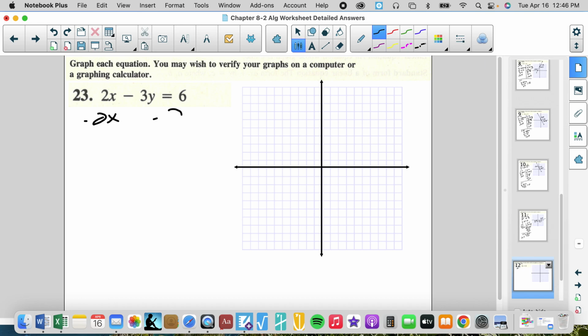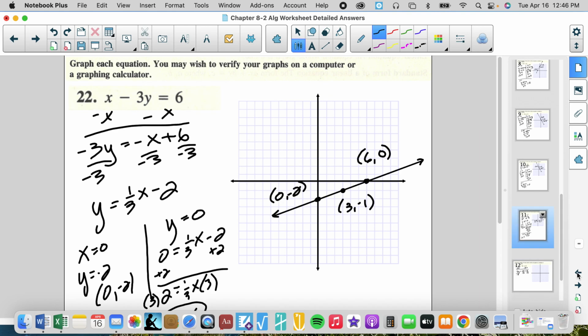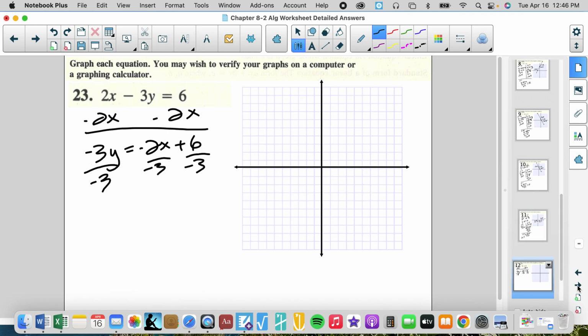Minus 2x, minus 2x, negative 3y equals negative 2x plus 6. Divide by negative 3, divide by negative 3, divide by negative 3. Is this the same problem? No. Very similar though. y equals positive 2/3 x minus 2. So let's plug 0 in for x. We get y equals negative 2. So that is 0, negative 2.